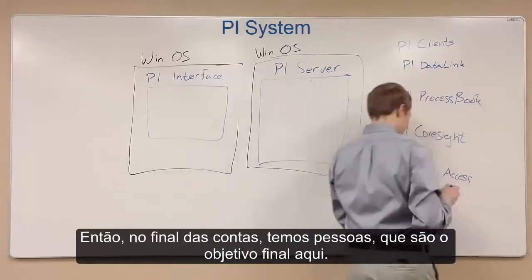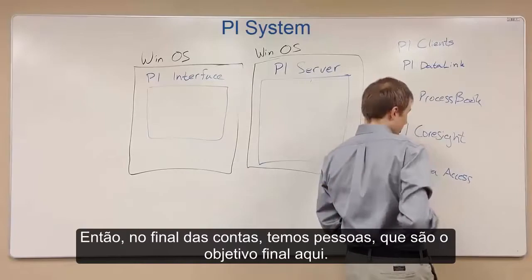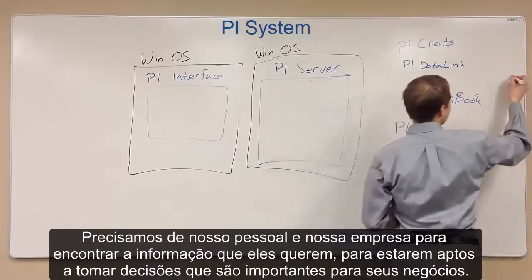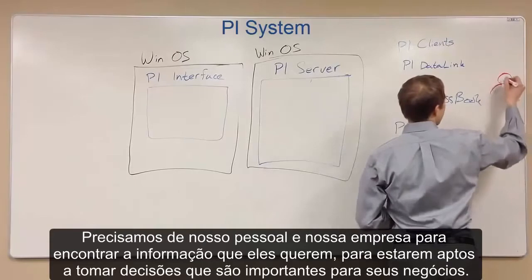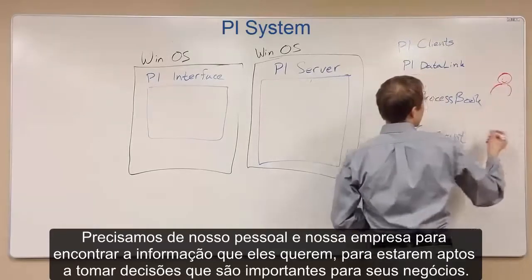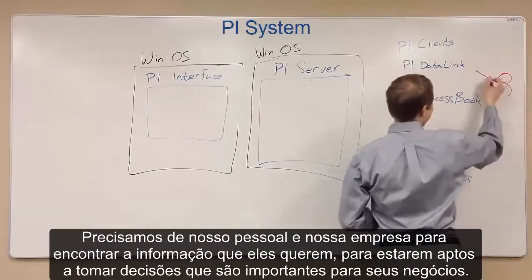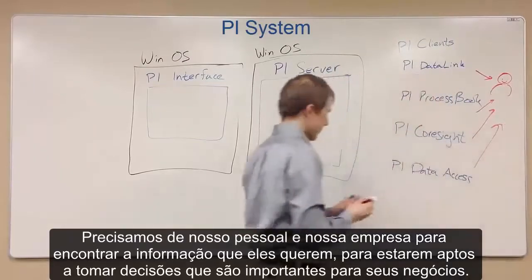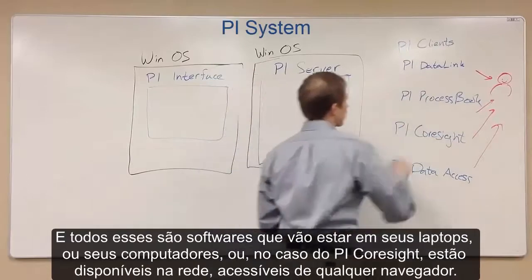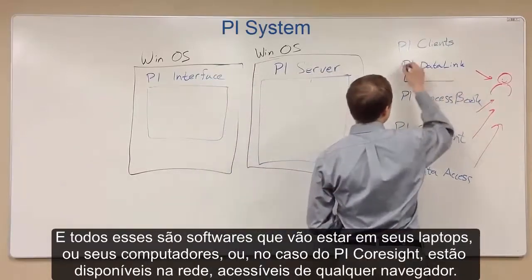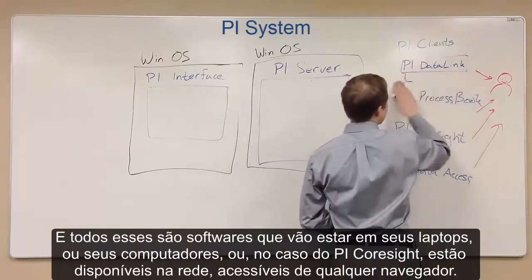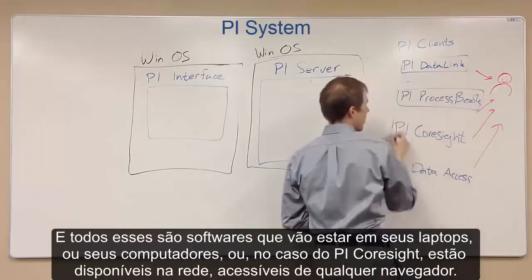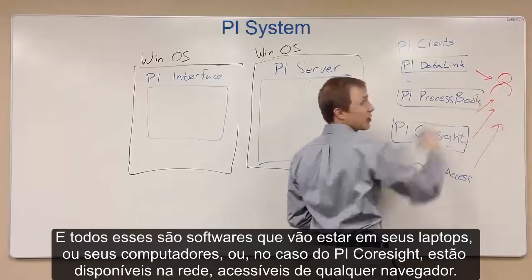So in the end here, we have people, because that's the end goal here. We need our good people in our enterprise to be able to see the information they want, and be able to make decisions that are relevant to your business. And all of these are just pieces of software that will exist on their laptop or their personal computer, or in the case of Pi CoreSight, are available over the web with just any web browser.